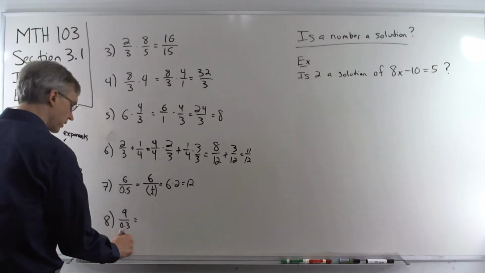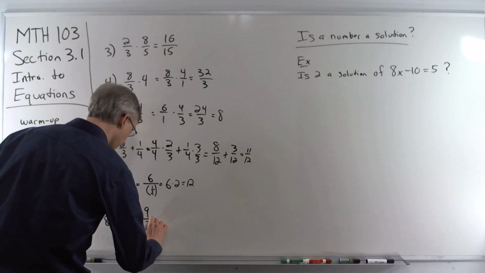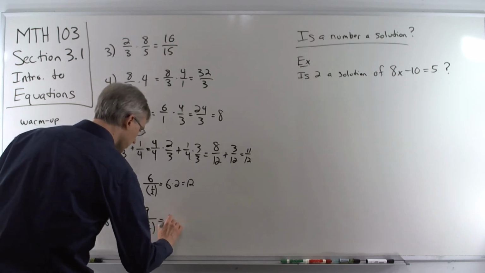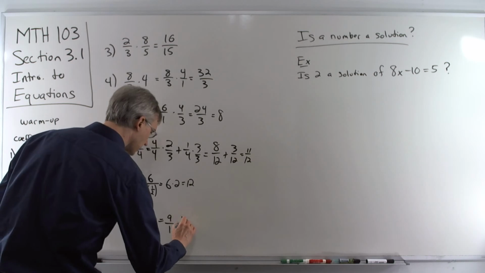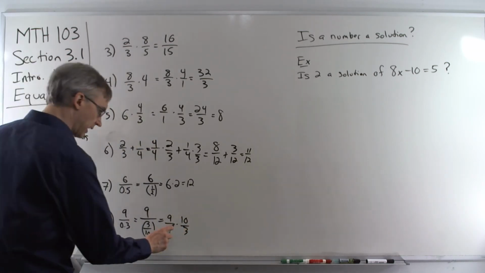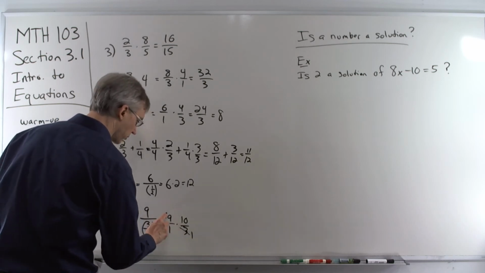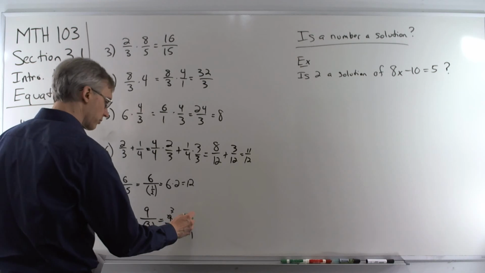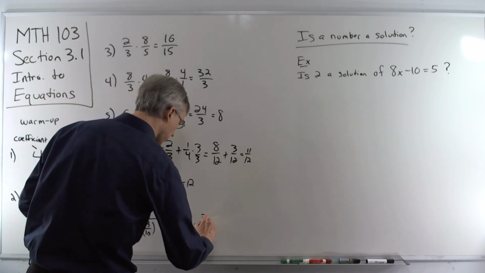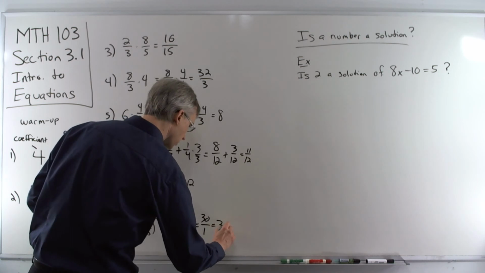Now with 0.3, that can be written as 3/10. So we have 9 divided by 3/10. That's the same as 9 times 10 over 3. Now we can cancel here because we have a common divisor of 3 with 3 and 9. 3 turns into 1, 9 turns into 3. 3 times 10, that's 30, so we have 30 over 1, which is just 30.